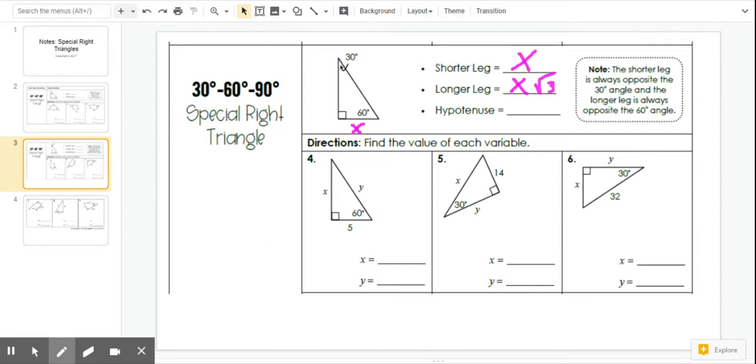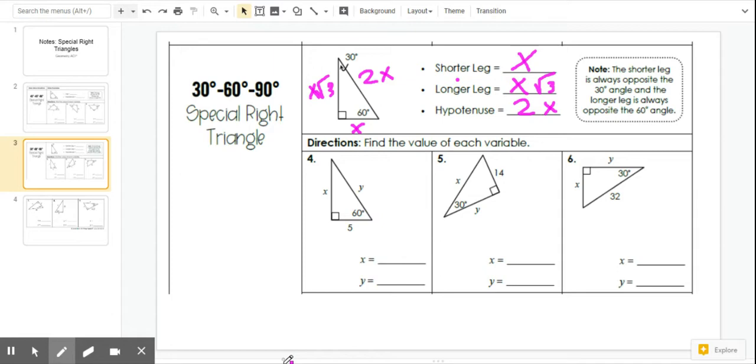And then the hypotenuse, so this is X times the square root of 3. And the hypotenuse is always going to be 2 times X. So hypotenuse is always 2 times X. And like I said, the hypotenuse is always across from the 90. The shorter leg is always across from the 30, and the longer leg is always across from the 60.